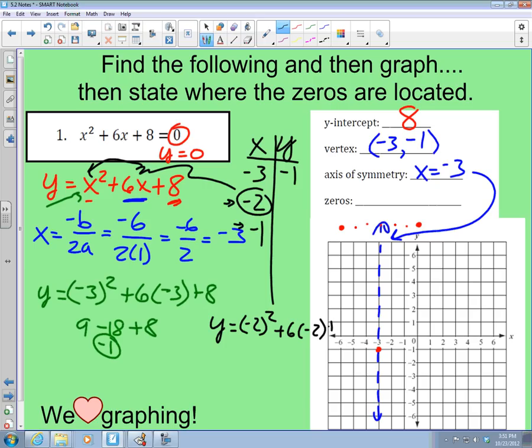Was it plus 8? I'm going to be careful. So that's 4 minus 12 plus 8. That's equal to 0. So guess what? There's our first 0. Because y equals 0. Negative 2, 0. Now I have another point on the other side right here. So that's where my graph crosses the x-axis. So those are my zeros, negative 2 and negative 4.